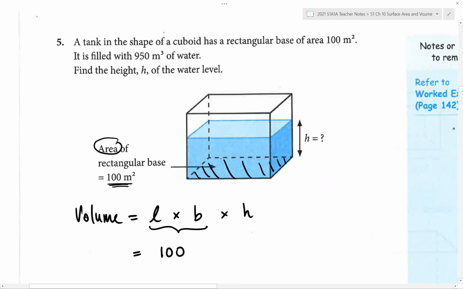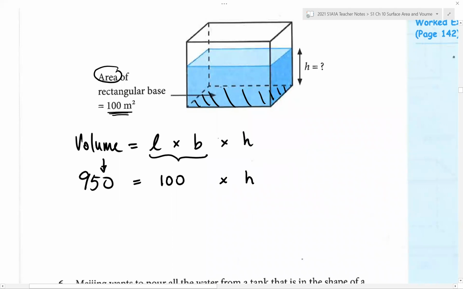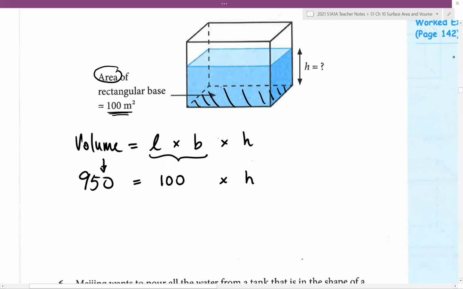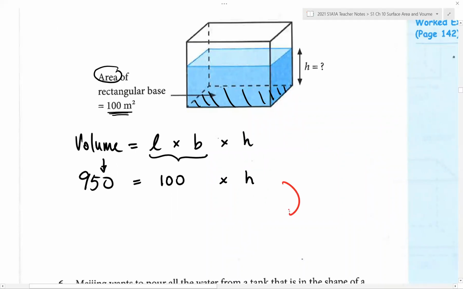It's given. Okay, so we put 950 over here, because that's the volume, right? Then this is the area, then multiply by H. Okay, so what is H? I want to find H. So what should we do now? Very good. Divide by what? Excellent. Divide by 100. Divide by 100.